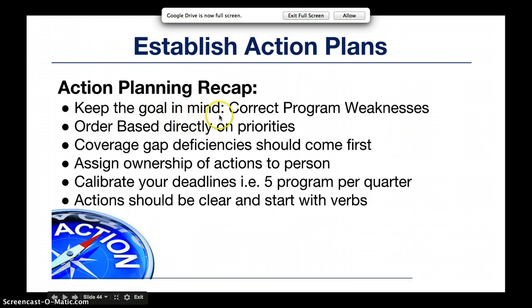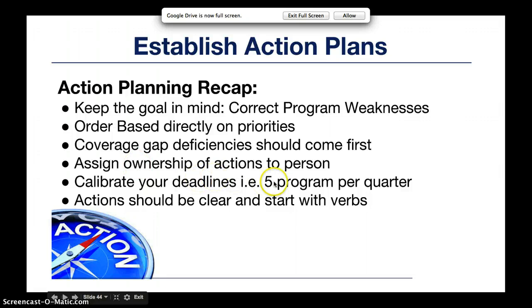Keep the goal in mind, write it on the top. In this case, it was correct program weaknesses. Order based directly on priorities. So set priorities and order them, with the highest priority items coming first. Coverage gap deficiencies should come first as well. If you have gaping holes, things that are going to really cause you some issues or problems, address those. They should be the highest priority.